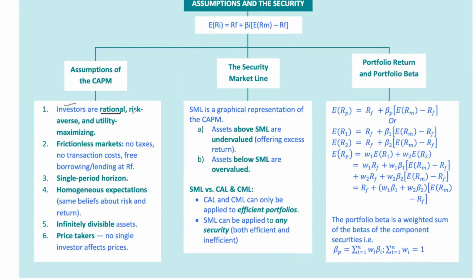First off, investors are rational, risk-averse, and utility maximizing. Now, what does that mean in plain English? Basically, we all want the most return for the least amount of risk. No one wakes up saying, you know what?